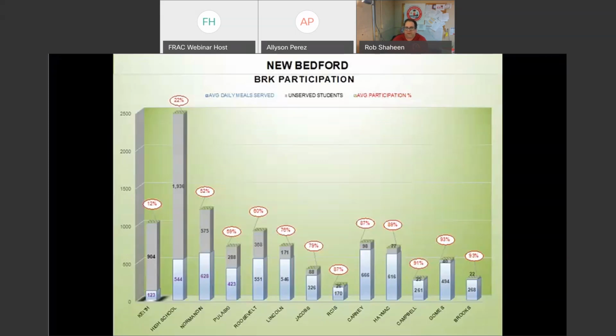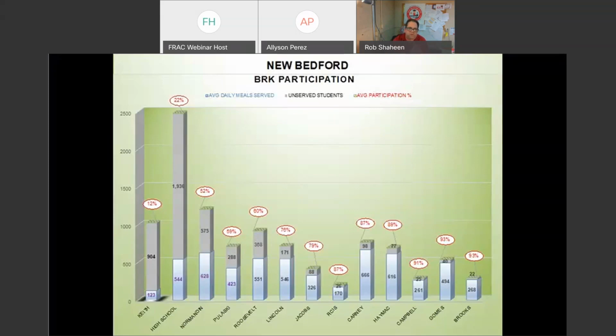So in New Bedford, it's the same type of thing. We had great participation at some of the elementary schools, but at the middle school, the first one there, only 123 students participate, and there were like 904 students that didn't participate. That's a scary number. We have to go back and figure out what's wrong with the program in terms of getting access to that.